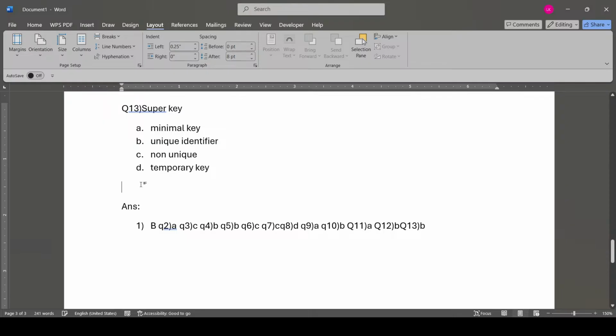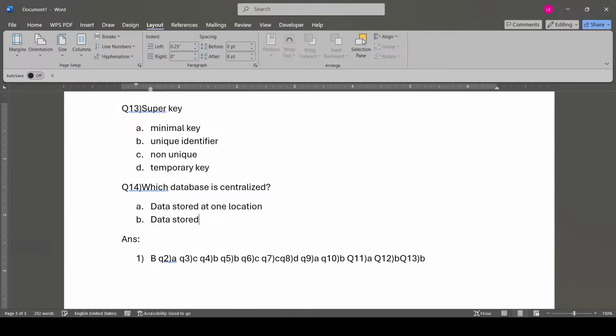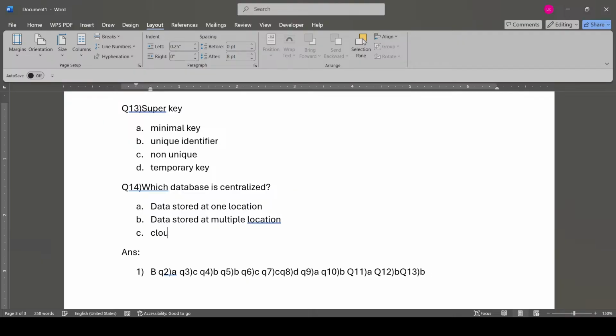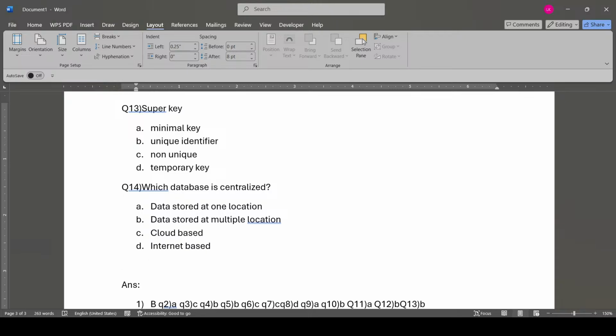Now, question 14. Which database is centralized? First is data stored at one location. Next is data stored in multiple locations. Next is cloud based, internet based. So which one is the answer? Question number 14.